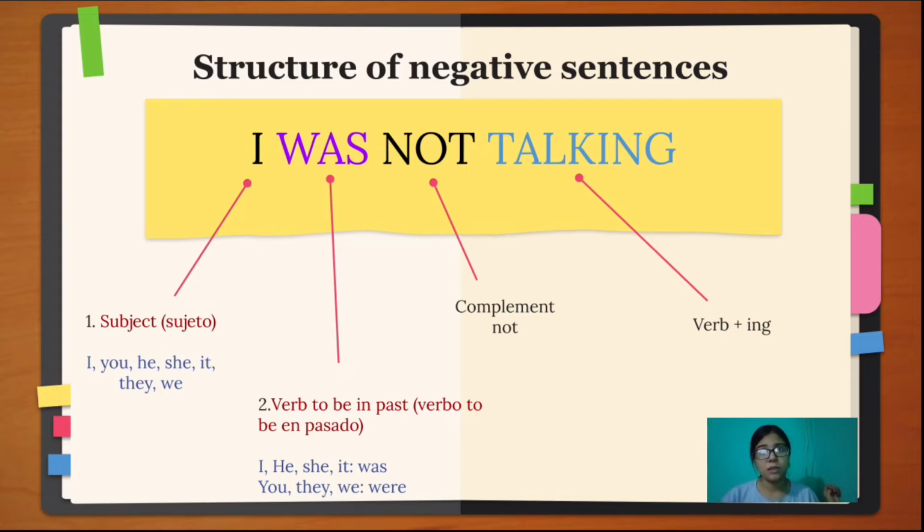In this case, since our subject is I, we use was. If our subject is he, she, or it, we use was. If our subject is you, they, or we use were. Then we continue with the complement not. El complemento no. Then we continue with the verb in ing, el verbo en ando, endo, con terminación ando, endo. Then in this case is talking, hablando.